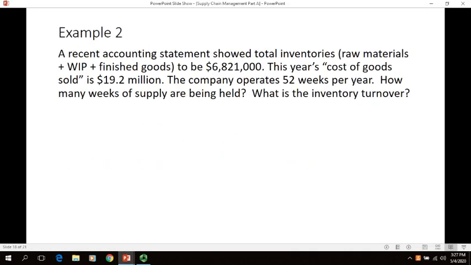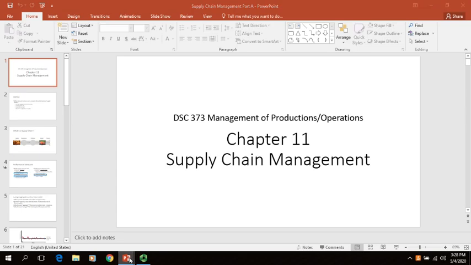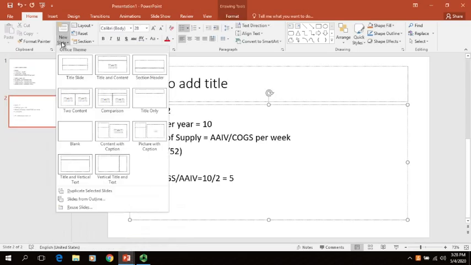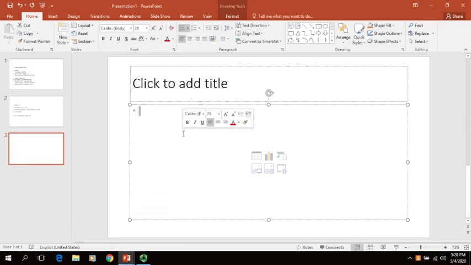Now let's try another example. A recent accounting statement showed total inventories, raw materials plus work in progress plus finished goods, to be $6,821,000. So what does this number represent? Total inventory, so this is AAIV. Your AAIV was $6,821,000.